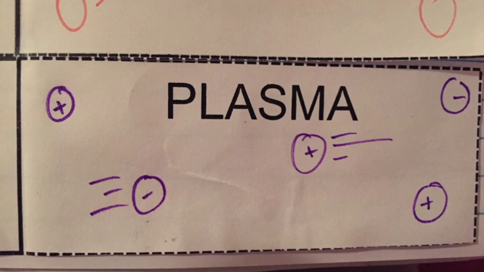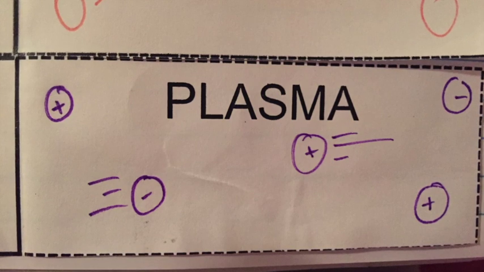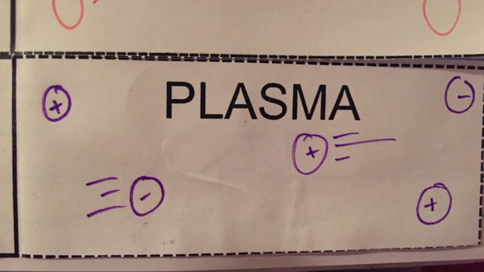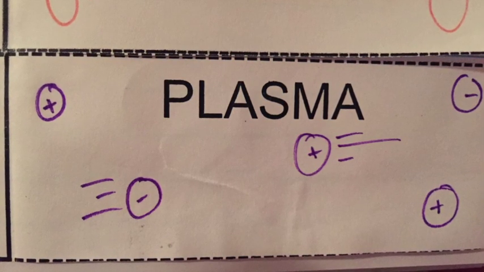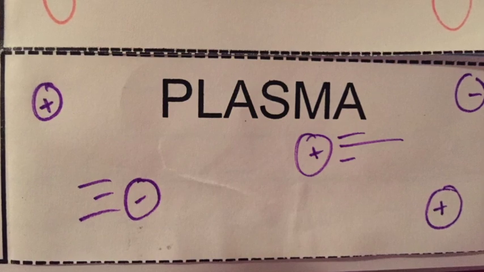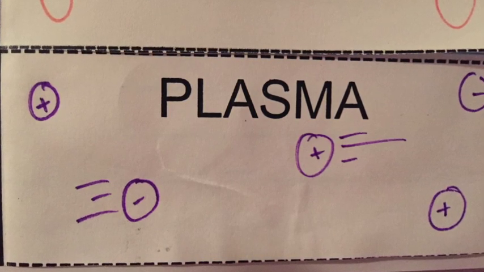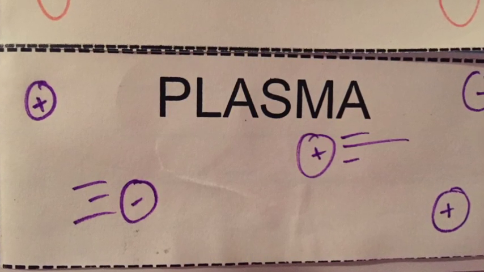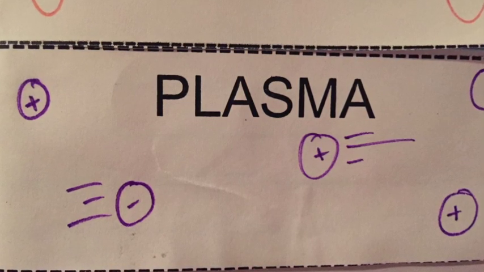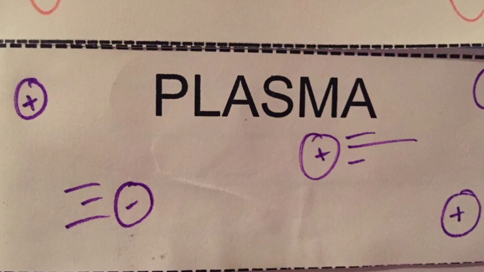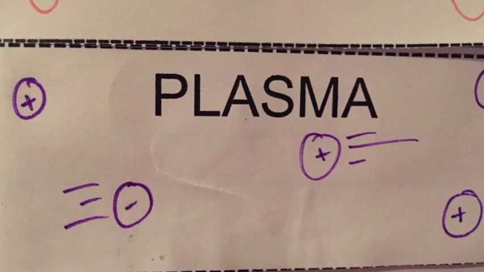The last state of matter is plasma, and plasma is very similar to a gas. The particles are spread out, they're moving very quickly, they're bouncing off of each other and the walls, and they're moving around quickly. The main difference between a gas and a plasma is that plasma particles are going to be charged particles. So you can see in the picture that they have pluses and minuses on them because they are charged.